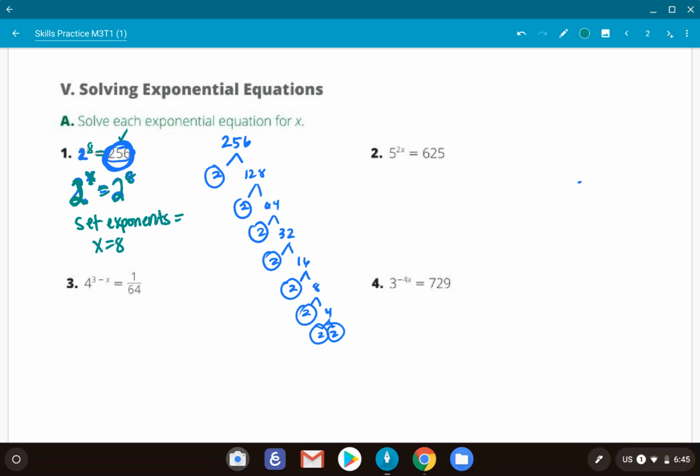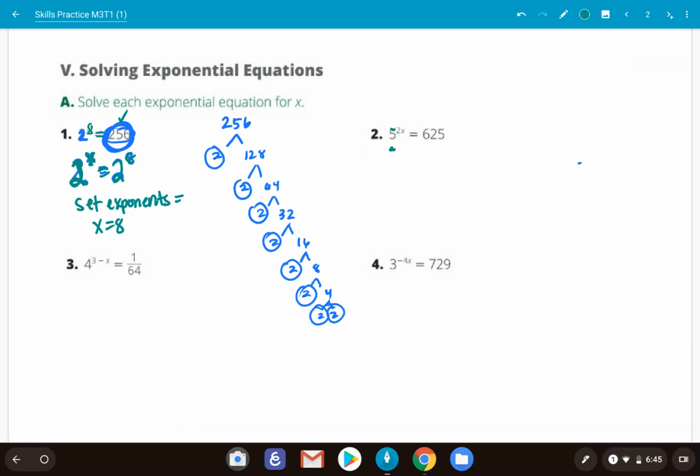For number 2, we have on the left side a base of 5, and on the right side we just have 625. So we need to change the 625 to have a base of 5. 625 divided by 5 is 125. So that means 625 is equal to 5 to the 4th power.